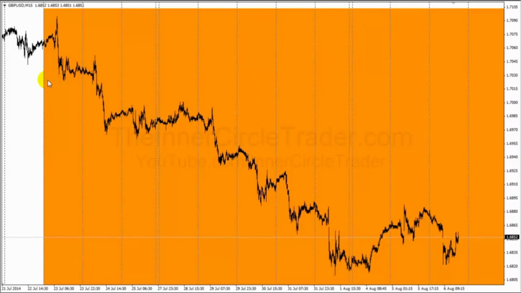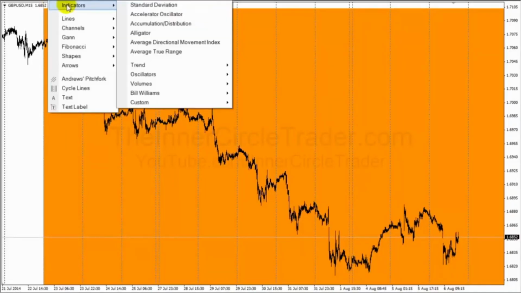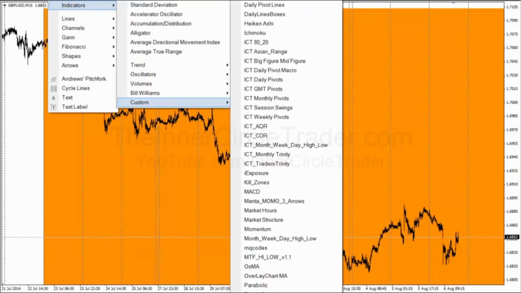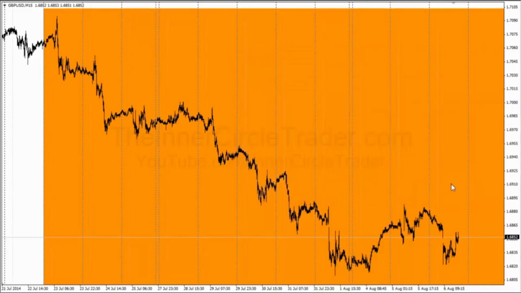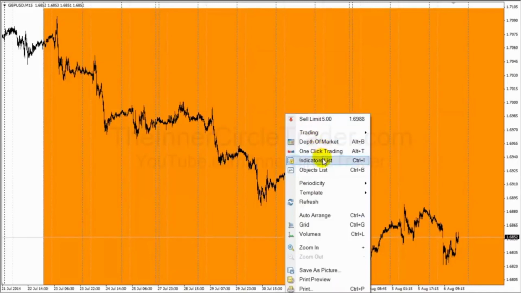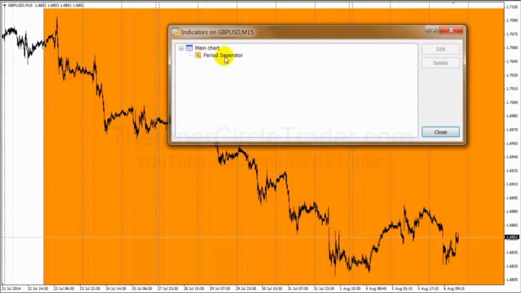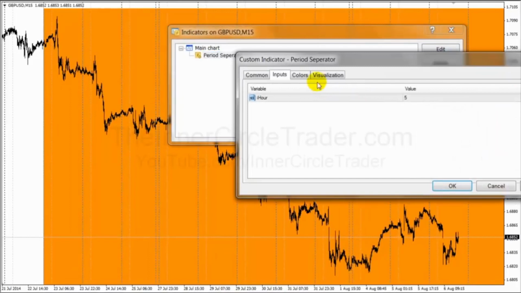Now, looking at what we have here, what you're looking at is every single vertical line represents a new trading day at 0 GMT. Shortly after, when we add the period separator, and again, I'll share this with you guys, I'm going to put 5 GMT, which is midnight my time, which is going to be represented by this white line, which now I'm going to change because I don't like that. It doesn't pop off the chart so you guys can see it clearly.